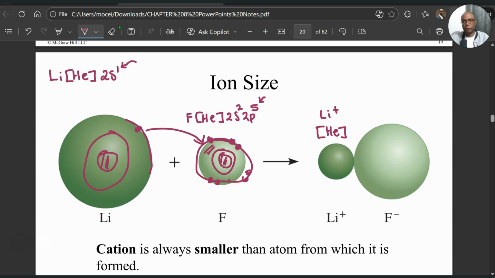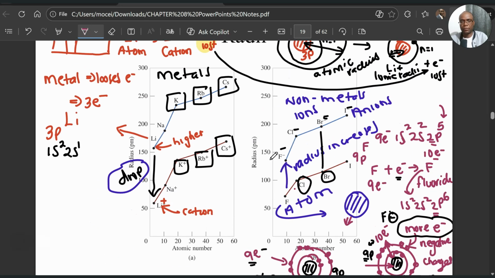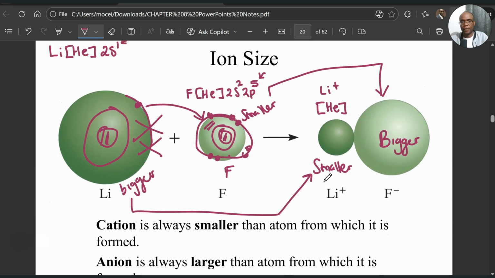So as lithium loses it, it loses this energy shell entirely, so it becomes smaller. But as fluorine gains that extra electron, there's more repulsion out there, so fluoride is bigger than fluorine. So you can see this one was bigger, this is the before, but now it's smaller. And this is smaller, but now it's going to be bigger. So that is what I just explained here, comparing the metals and nonmetals before and after they lose or gain an electron.